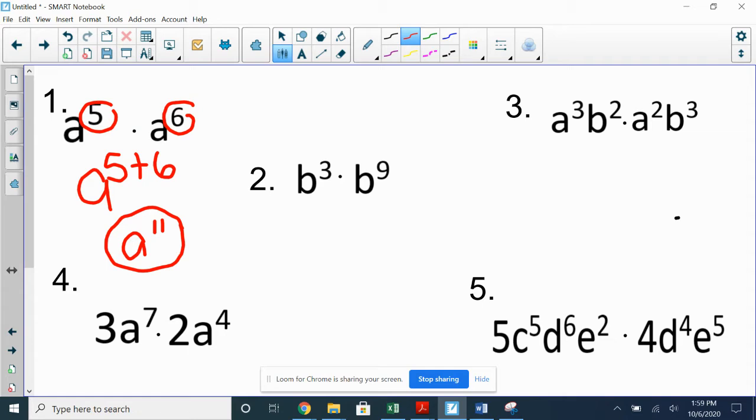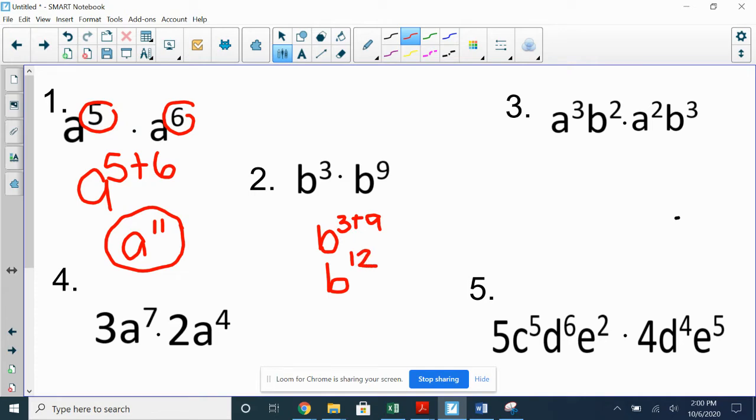Now we're going to look at that second example. I have b to the power of 3 times b to the power of 9. So we have a matching base of b. And we know when we have a matching base that we're multiplying, we keep that matching base and we're going to add our exponents. So b to the 3 plus 9. And I know 3 plus 9 is going to give me 12.